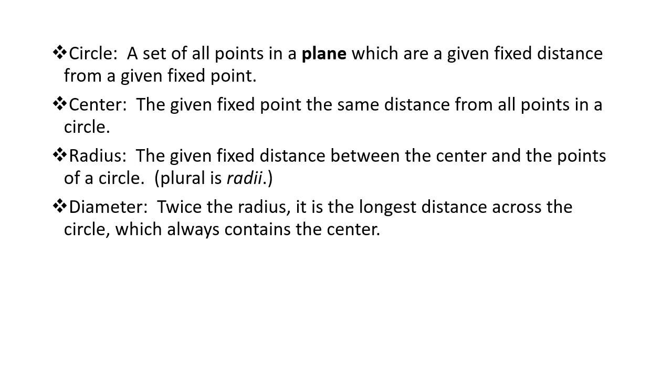So we've already sort of defined the next two terms in the course of defining the circle. We've got the center, which is that fixed point in the middle of the circle. And then we have that distance from the center to the points in the circle, which is called the radius.